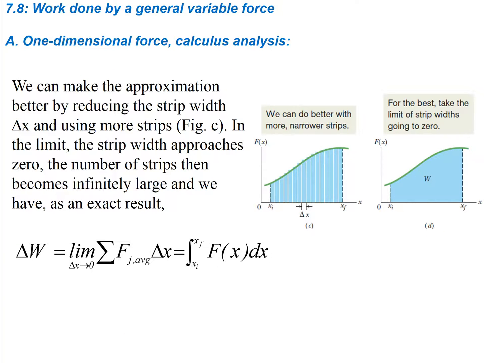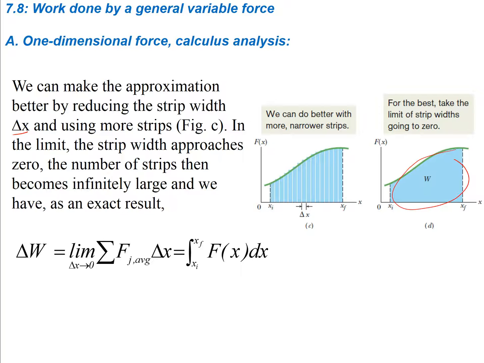If we go on to the next page, we can make the approximation better by reducing the strip width, delta x, and using more strips. If you make this delta x smaller and smaller, we can make the approximation better. So what we really want to do is take the limit as the strip width approaches 0. The number of strips then becomes infinitely large, and we could actually get an exact result of the actual area under the curve.